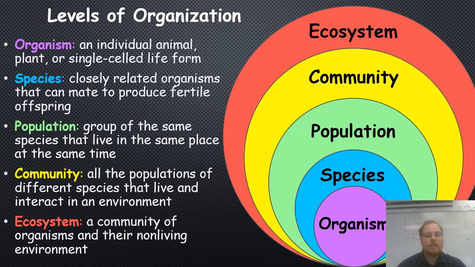Now, this is a nice little chart that explains everything for all the new stuff in these levels of organization that we've learned. And remember, you still have cells and tissue and organ systems all within an organism, but we're not showing that. Instead, we're just talking about an individual organism, the species, a bunch of closely related organisms.